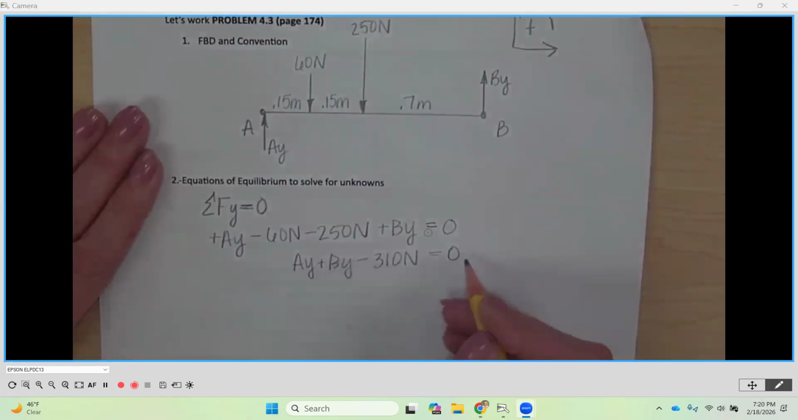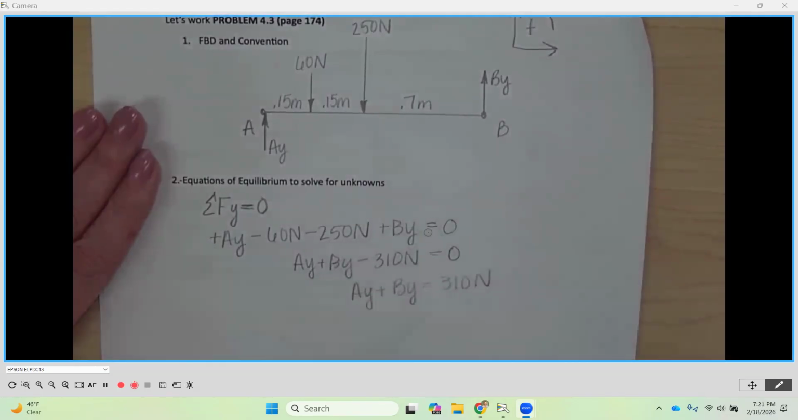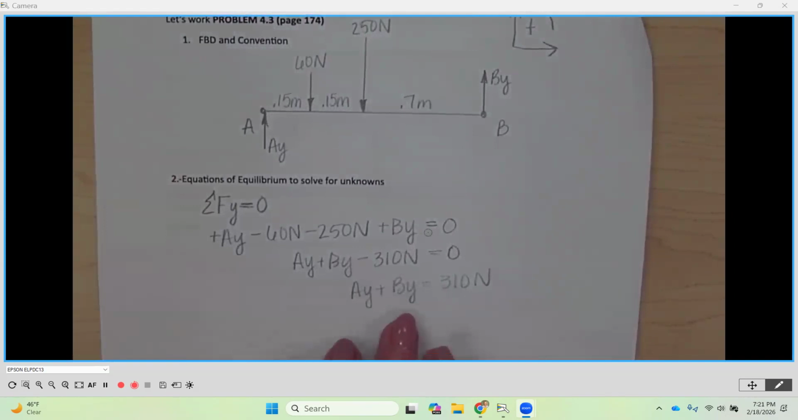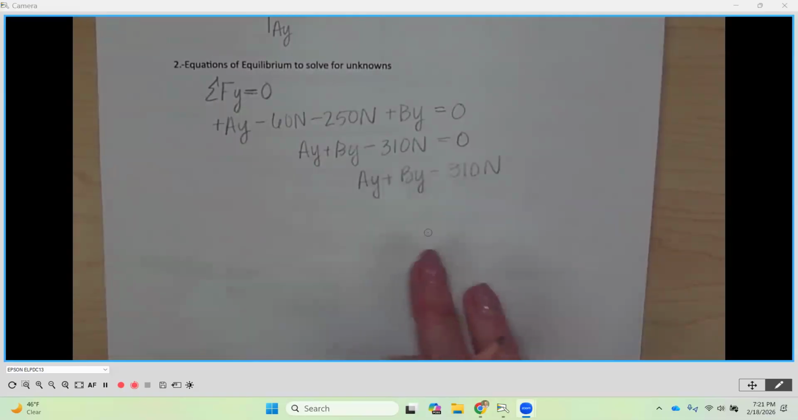And then if I move my 310 to the other side, now I've got two unknowns, right? I can't go any further. So I'm going to leave a little space here because, just like the last one, I'm going to be able to come back and fill in. But what is the next thing that I'm going to consider? I'm going to consider the moments, right?